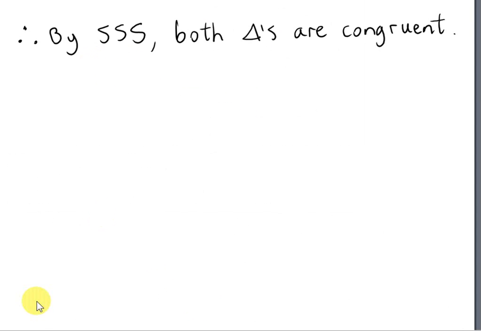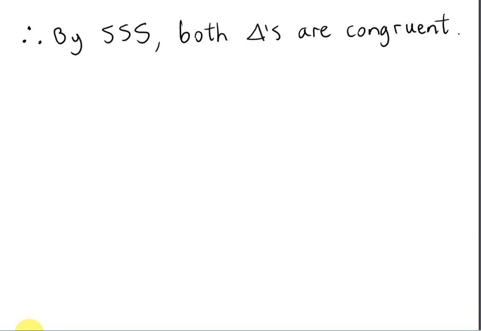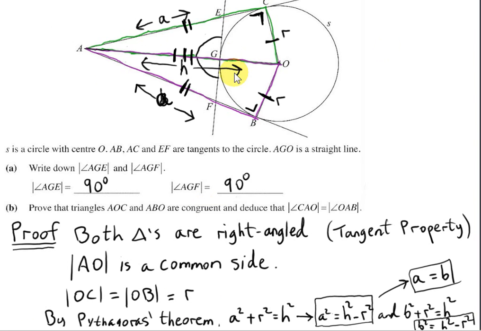So that property is abbreviated SSS. The three sides are the same. Both triangles are congruent. If the three sides are the same, everything else is the same about the triangles. The angles are the same. So the two triangles are congruent, and we want to deduce that angle CAO equals angle OAB. CAO is this angle here. So we wanted to deduce that this angle is equal to OAB. OAB is this angle here.